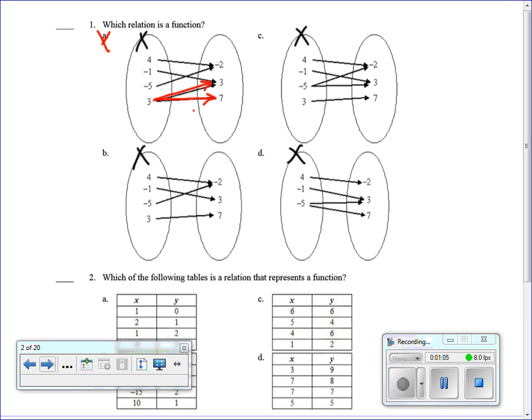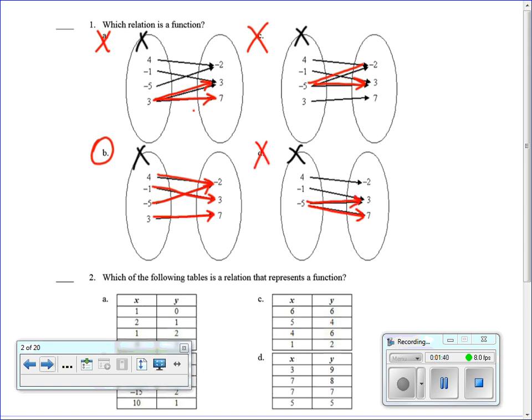When we look at B, we can see that 4 is only going to 1, that negative 1 is only going to one number, the negative 5 is only going to one number, and 3 is only going to one number. So by our definition of a function, this would fit. Each input is going with exactly one output. For C, we can see that 5 is going to 2 outputs, meaning that that is not a function. And we can see that negative 5 again on D is also going to 2 outputs, meaning that that is not a function.